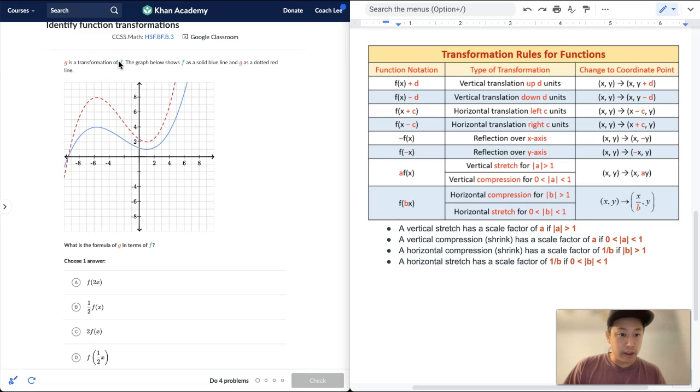Okay, all right, so here's the setup. g is a transformation of f, so make sure you know your order. f is the original, which is in blue. The final, after the transformation, will then be the dashed function in red, which is g. So f to g. It's asking what's the formula of g in terms of f. So we're starting at f of x. We're going to apply some transformations, which changes the function notation a bit, and then we'll see which one matches.